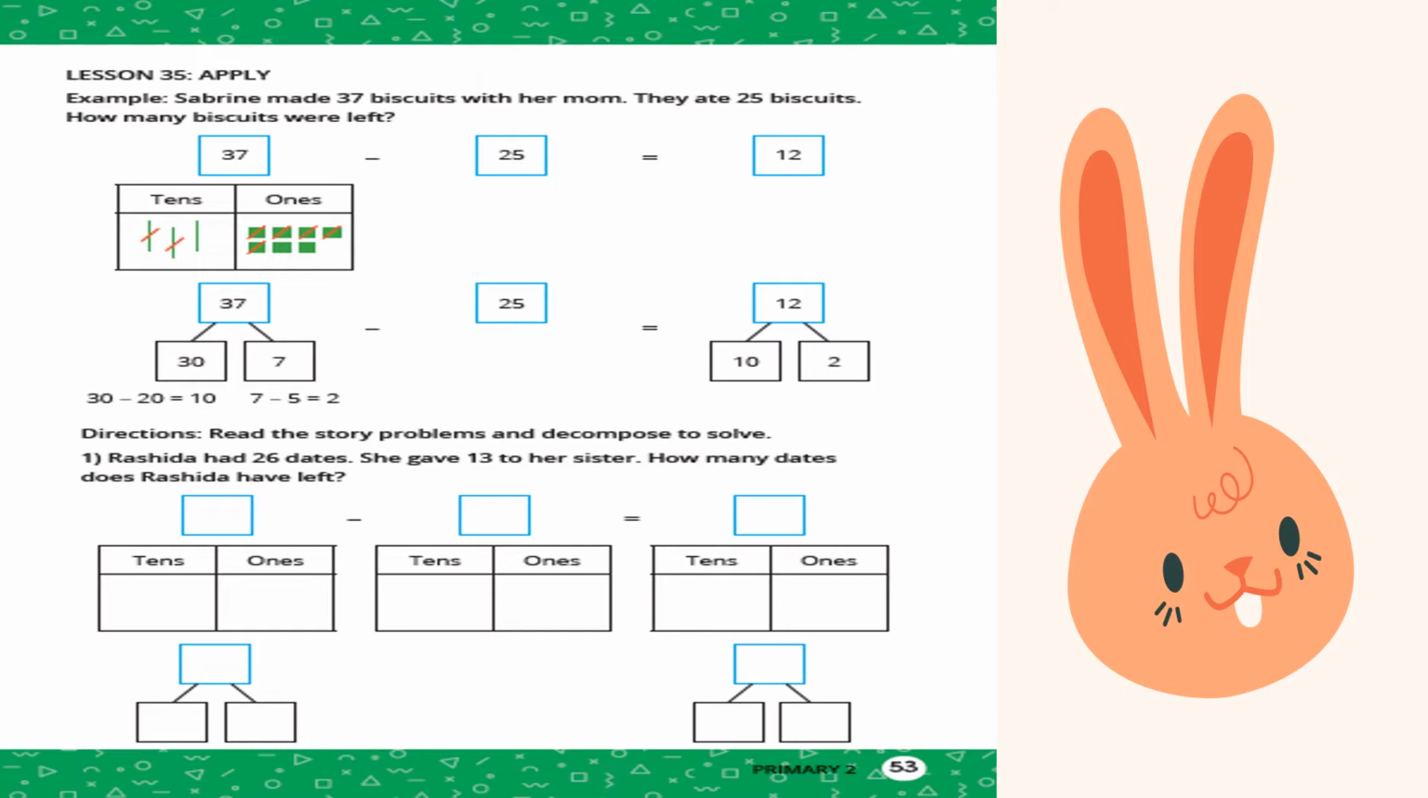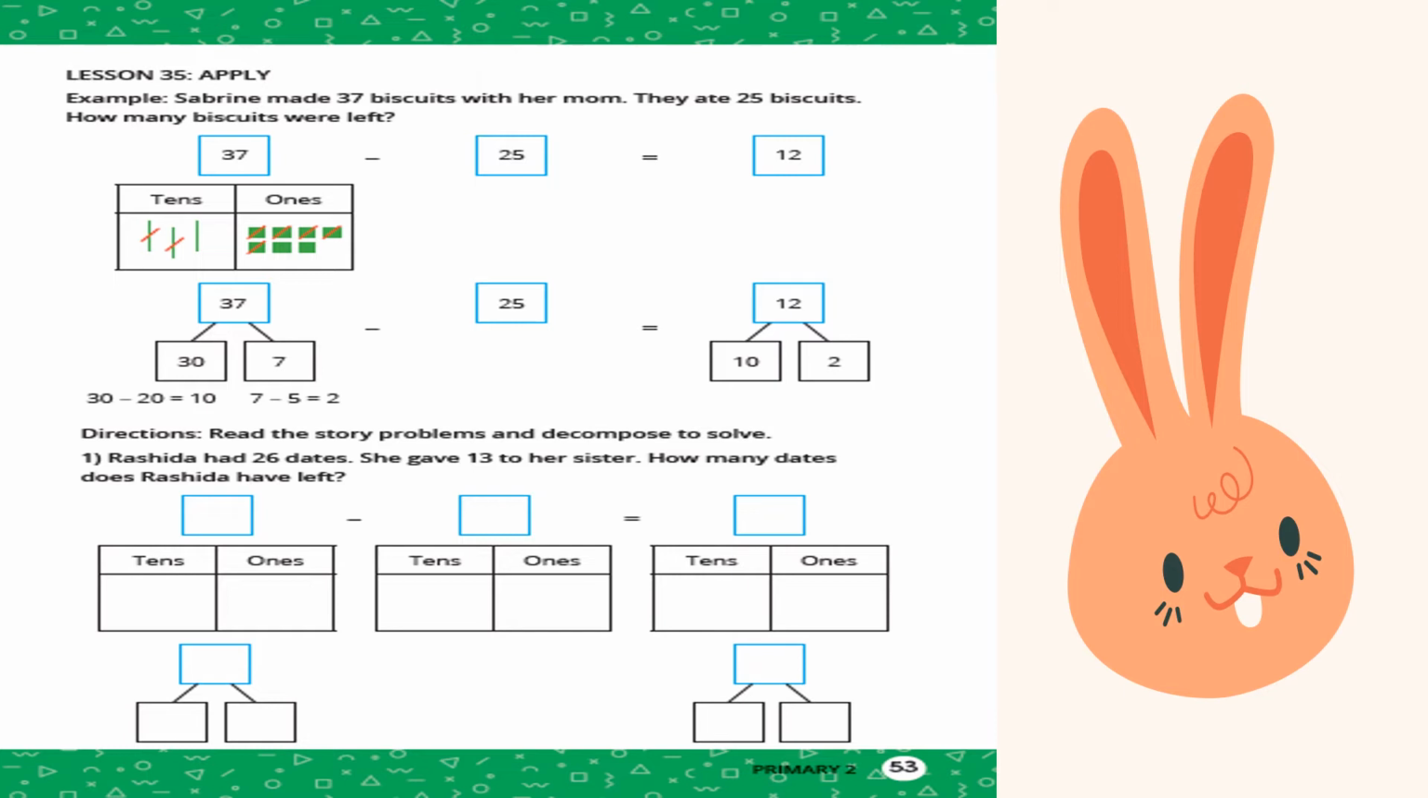37. How many sticks do we have? 3 sticks. How many small squares? 7 small squares. Let's decompose 37. 30 plus 7. Let's decompose 12. 10 plus 2.